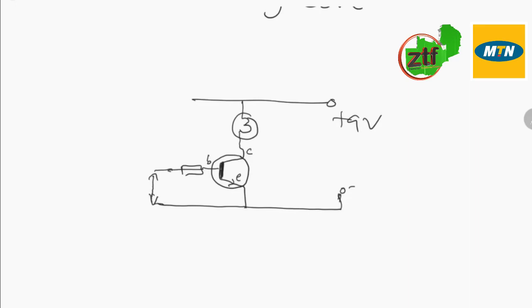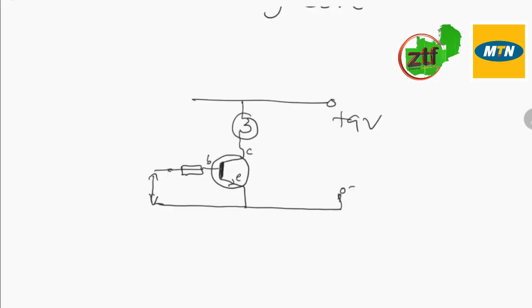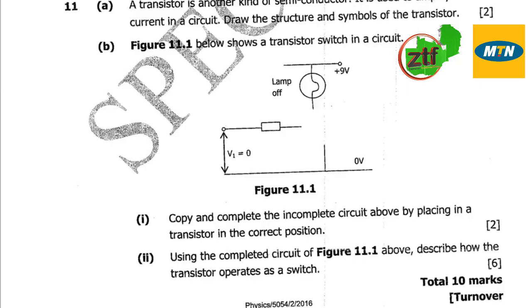That is the diagram that we were given. There is a protective resistor here, and a transistor there, and this is about the circuit that they need for the first 2 marks that they want. Then they are saying, using the completed circuit of the figure above, describe how the transistor operates as a switch.